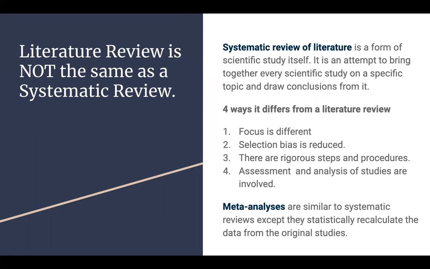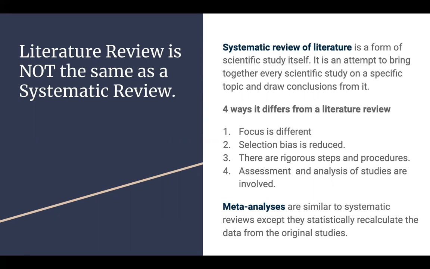Selection bias is reduced because you have a much broader scope; the whole point is you're supposed to be analyzing all of the studies related to the topic. You're not just picking out a select few the way you do with the literature review. There are rigorous steps and procedures, and that's because assessment and analysis of studies are involved. Now, meta-analyses are similar to systematic reviews, except they also try to statistically recalculate the data from original studies.